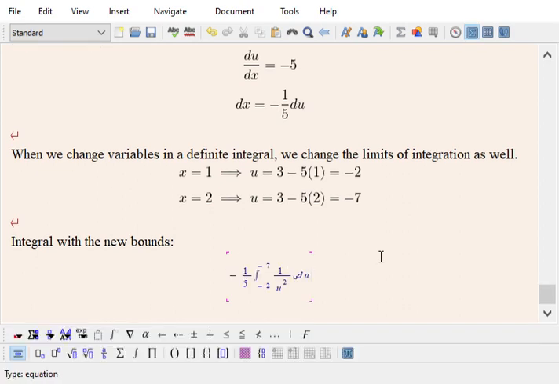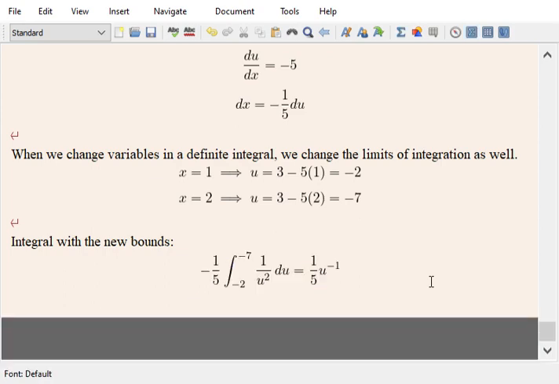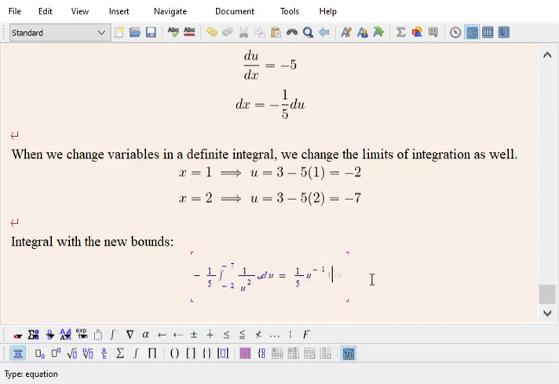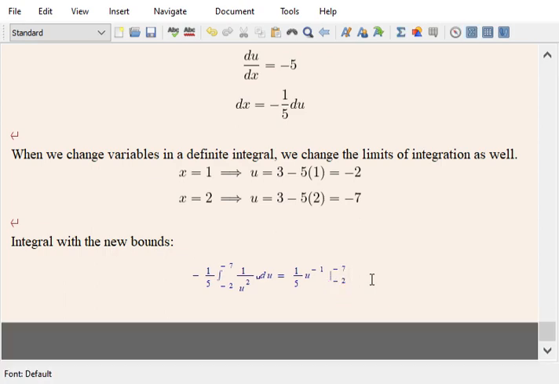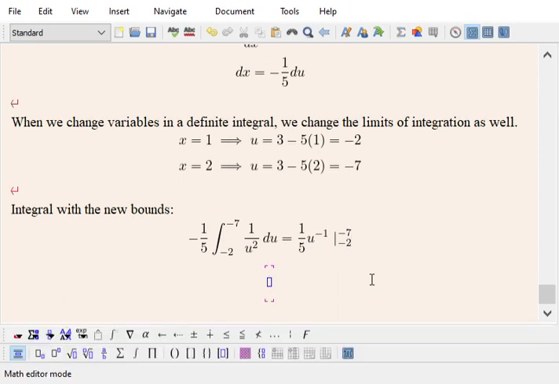This is just the power rule, because this is u to the power negative 2. So that's easy enough. Add 1 to the exponent, we get negative 1. Divide by negative 1, and that flips the sign. And then this still has to be evaluated between negative 2 and negative 7. So we just got 1/5. This is the same as 1 over u.